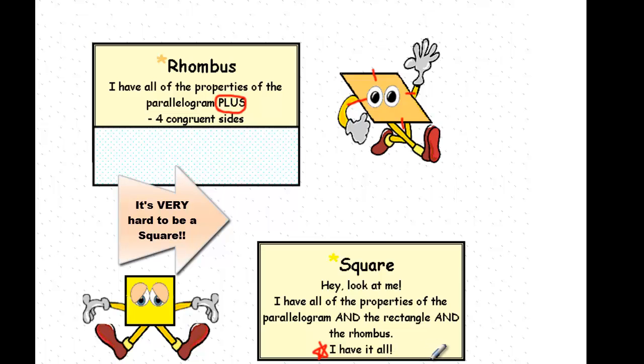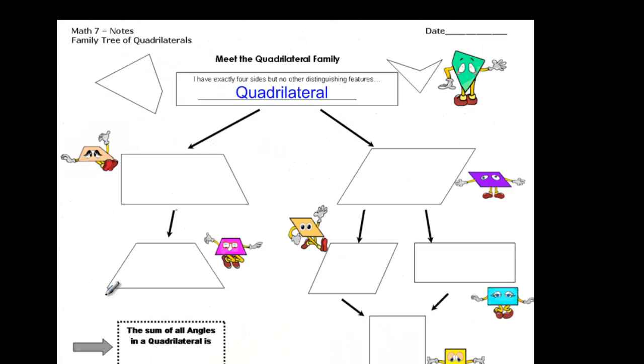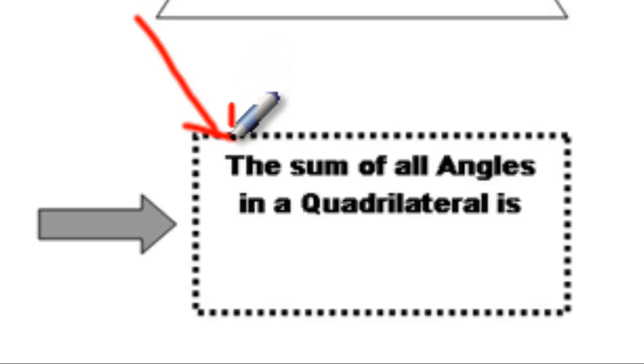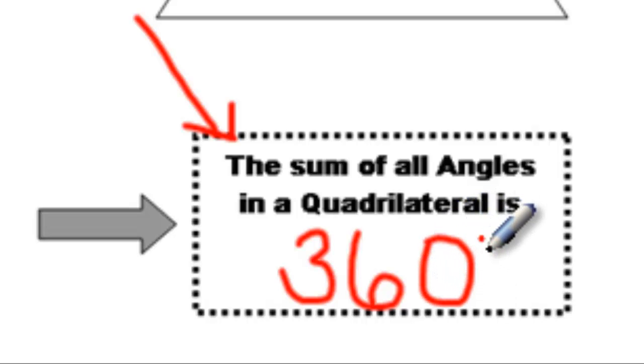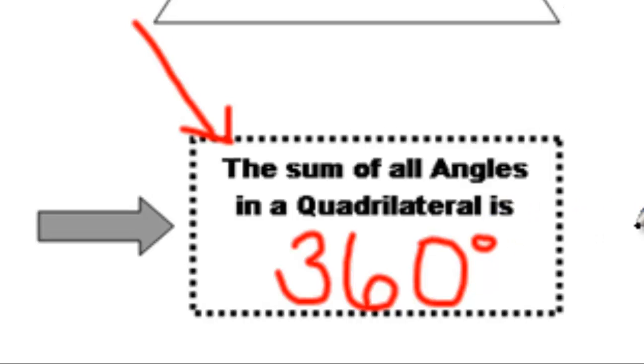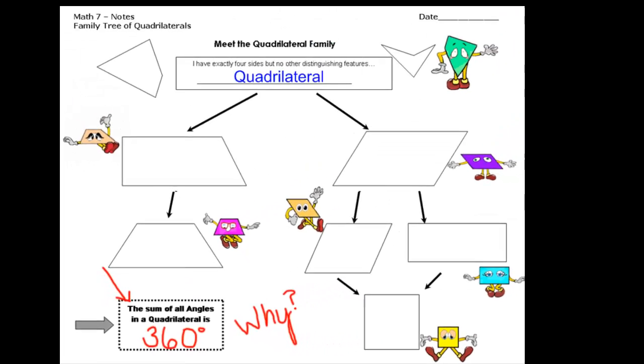So you should pretty much have the whole chart filled in except for that last little box down here, okay? The sum of all the angles of a quadrilateral. Now many of you know this. If you don't know it, it's 360. But one challenge I have for you, I want you to think tonight about why. What makes the sum of the angles of a quadrilateral 360? So I want everybody to come in with some type of explanation on why you think that's so.